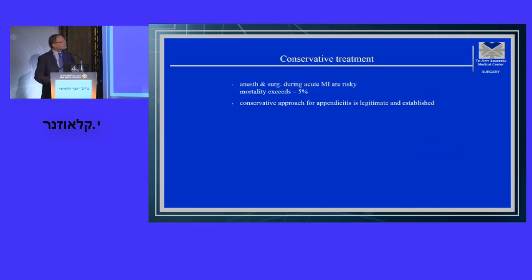Conservative approach. Anesthesia and surgery during acute MI are risky. Mortality exceeds 5%. It's very serious. And a conservative approach for appendicitis is legitimate and quite established nowadays, especially in children, but maybe also in the elderly. Please vote.